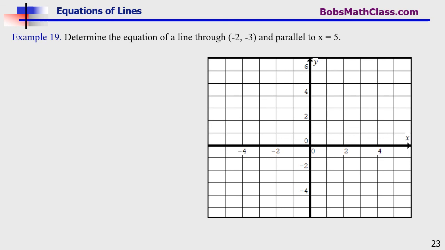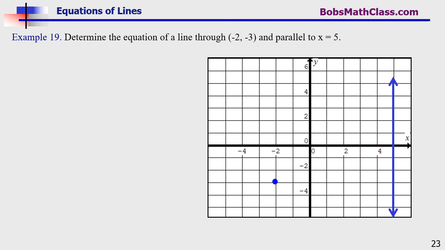Okay, example 19. Determine the equation of a line through -2, -3, and parallel to x equals 5. All right, let's first plot that point, -2, -3. So go over 2 to the left and then down 3, right there. And then x equals 5, so go to x equals 5 and then draw a vertical line. That's a vertical line, right?